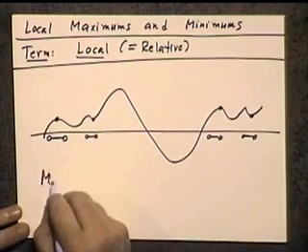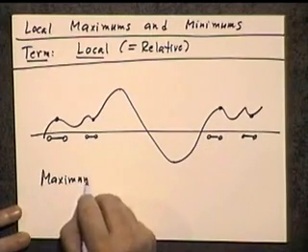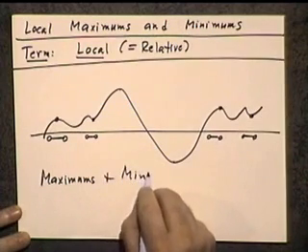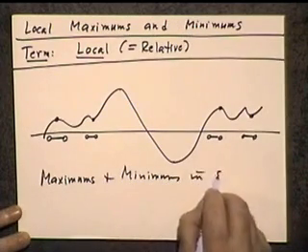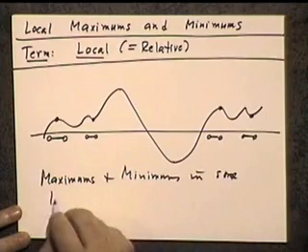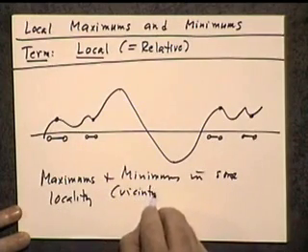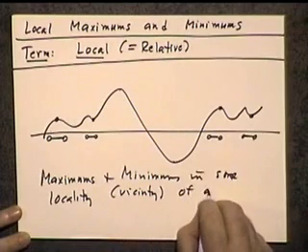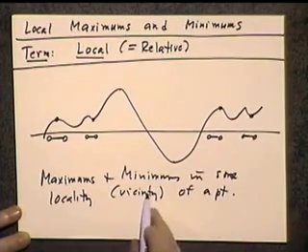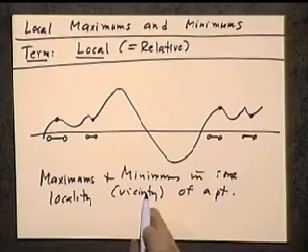So maximums and minimums in some limited locality, sometimes called a vicinity of a point. That's what we're going to be interested in examining. And that's what we're going to end up calling local maximums and local minimums. So let's just go ahead and do that.